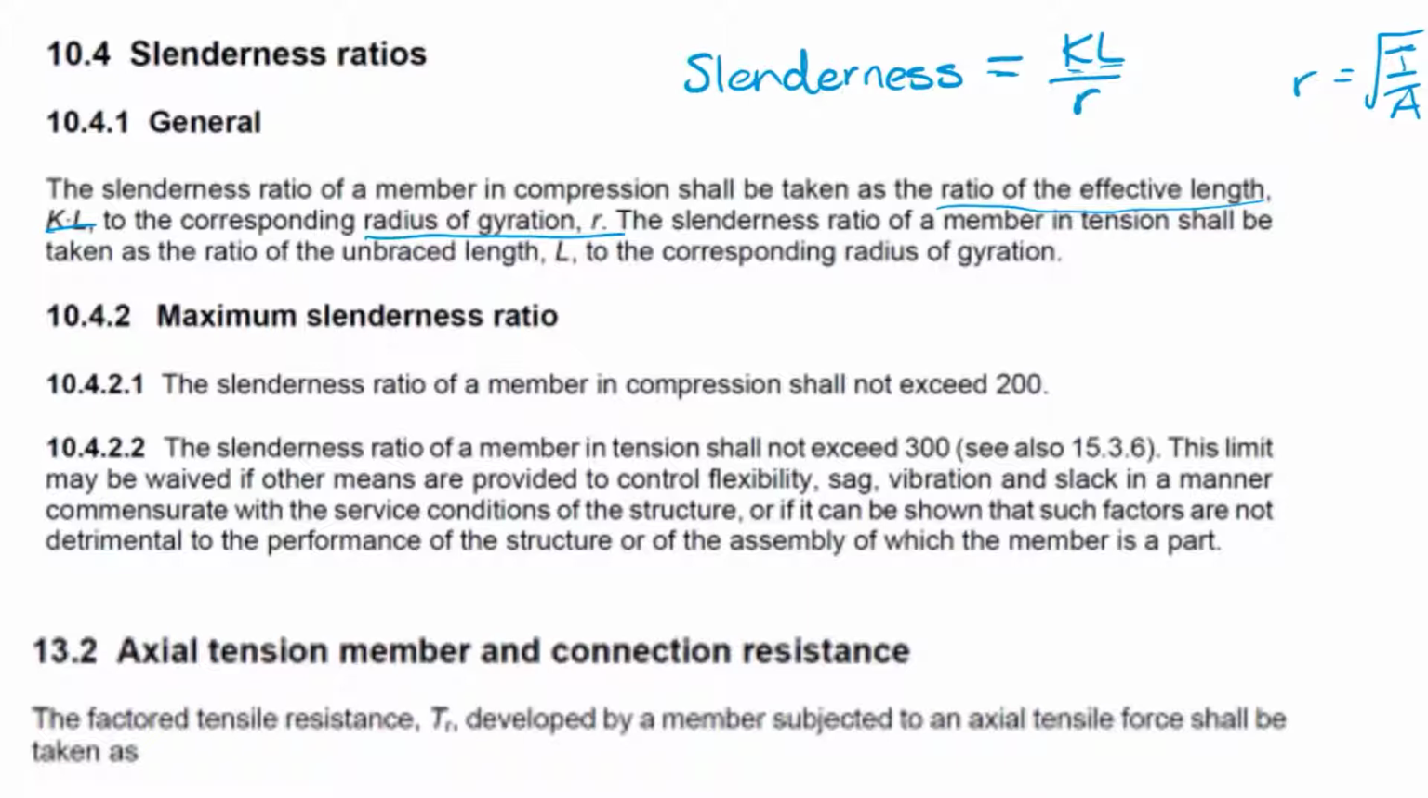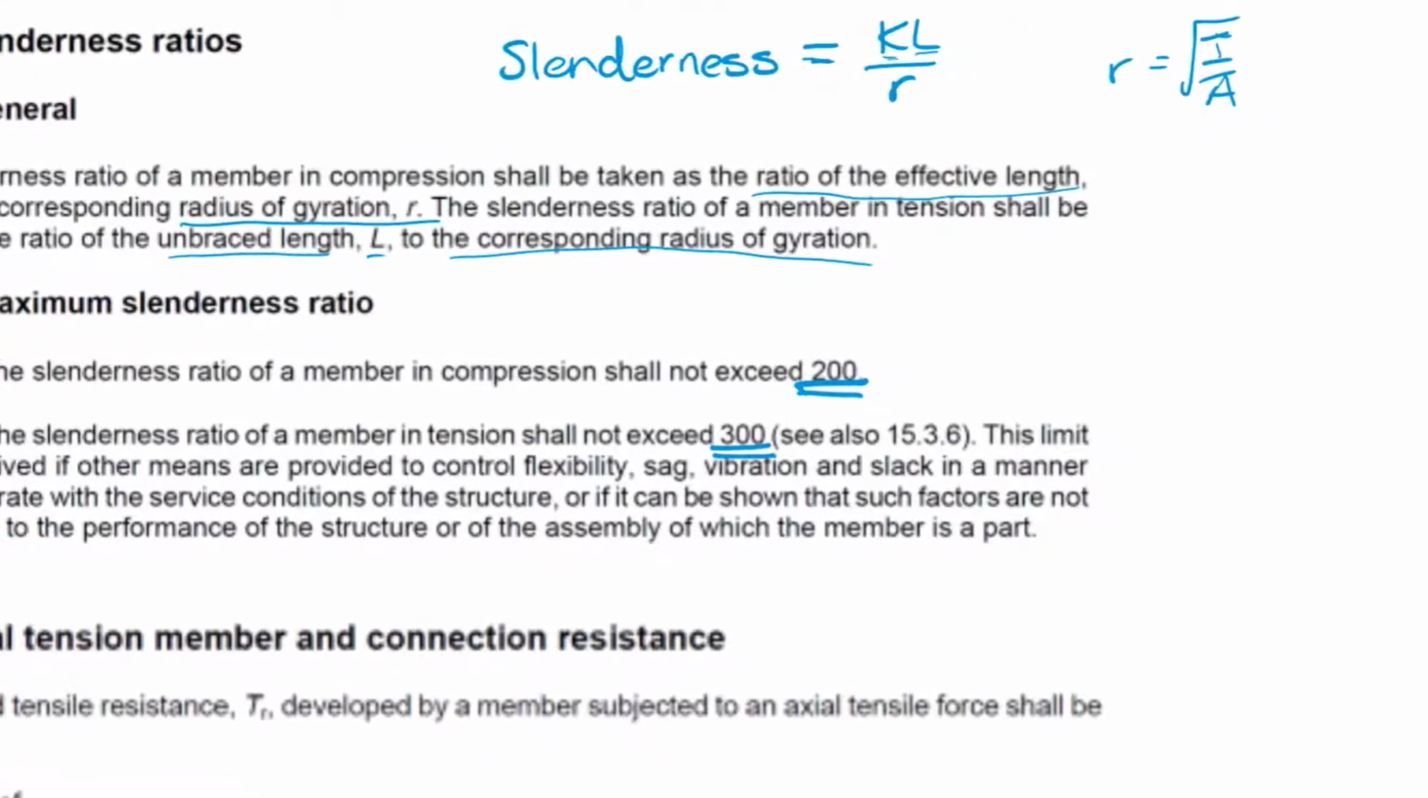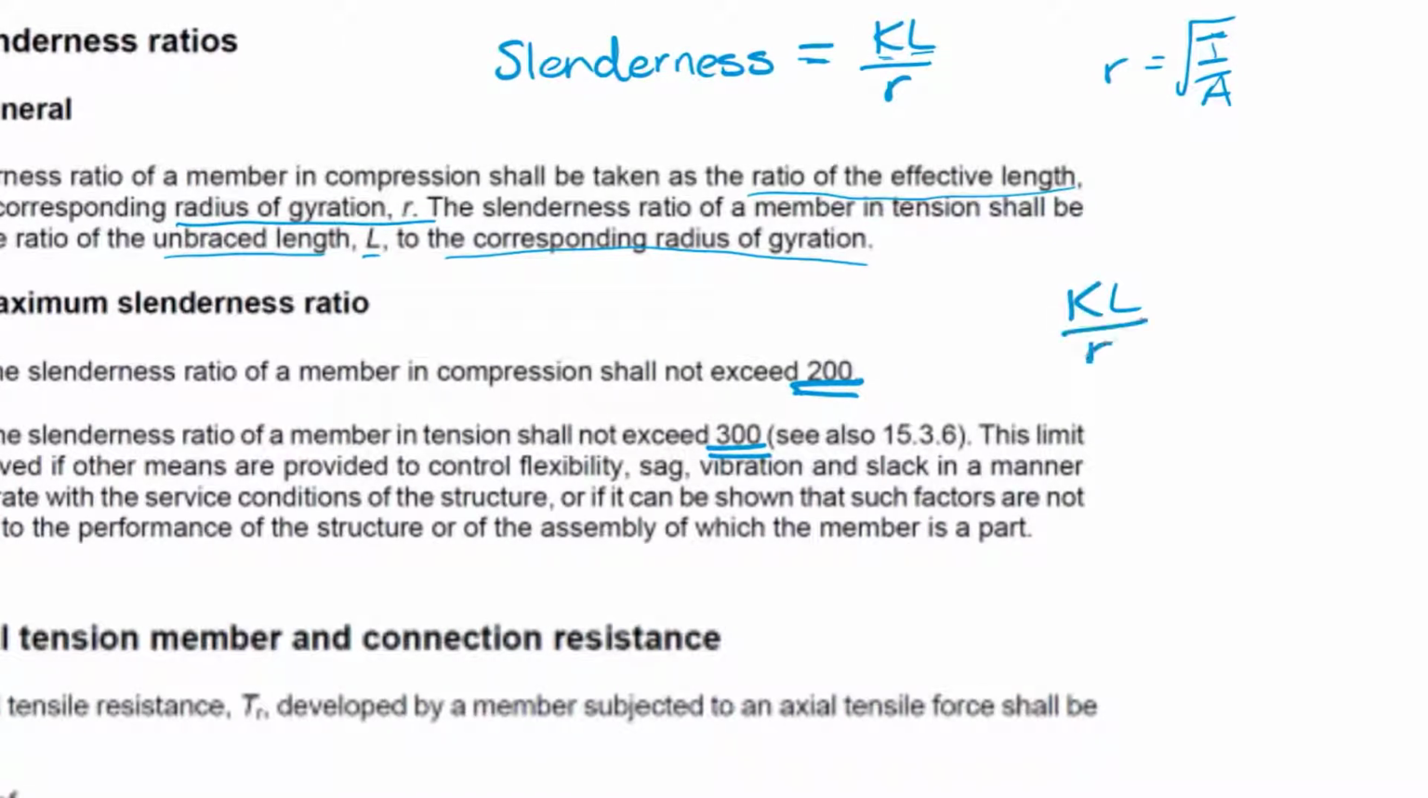Now, the slenderness ratio of a member in tension shall be taken as the ratio of the unbraced length to the corresponding radius of gyration. So you can see, as I was mentioning now, for tension you pretty much take K as 1, unless you have a very good reason not to. Now, for compression members, we limit KL over r to 200, and for tension, we limit it to 300. So KL over r must be less than or equal to 200 in compression, and KL over r is less than or equal to 300 in tension.